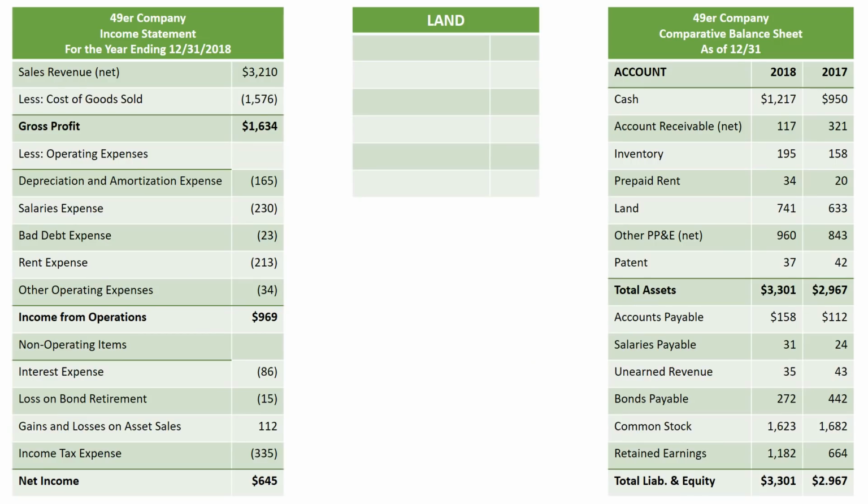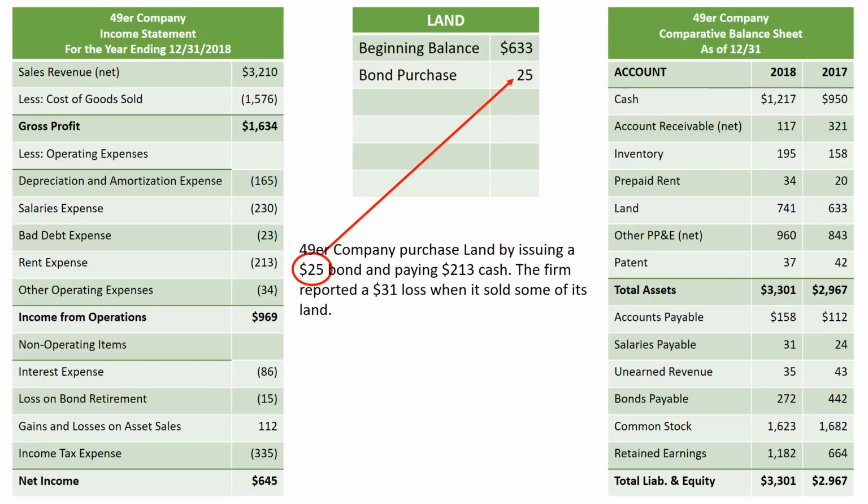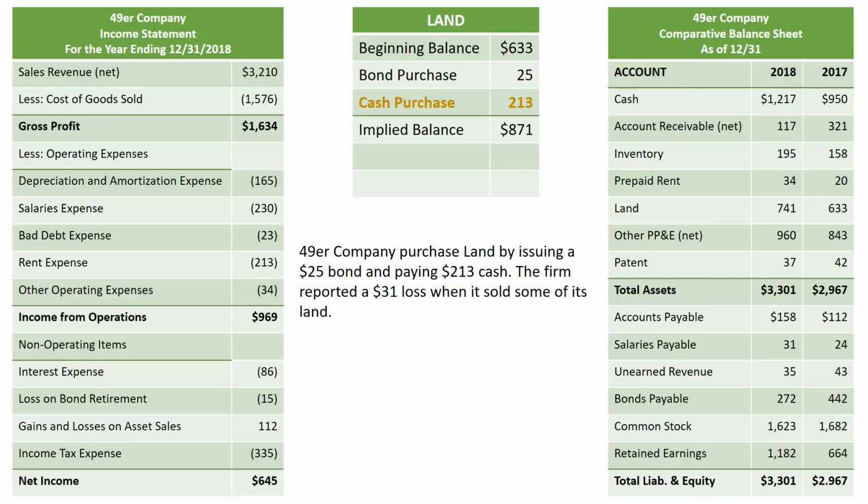Okay, so the way we work through this again is start with each individual account. And so we have our land account. There's a beginning balance of $633. From the additional information, we know that there was a purchase using a bond, so we add that information in. There's also the cash purchase, so an additional $213 there, which means we really should see, if there was nothing else going on, an implied balance of $871. But what we actually see is a balance of $741.